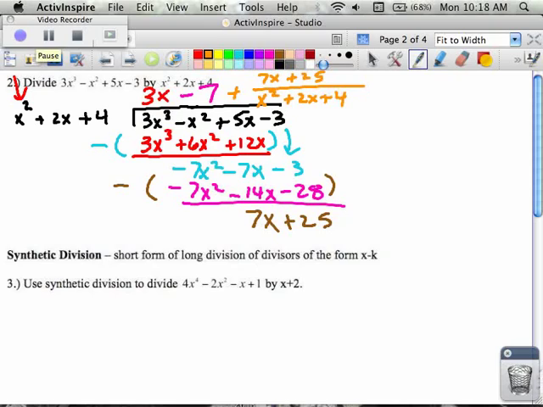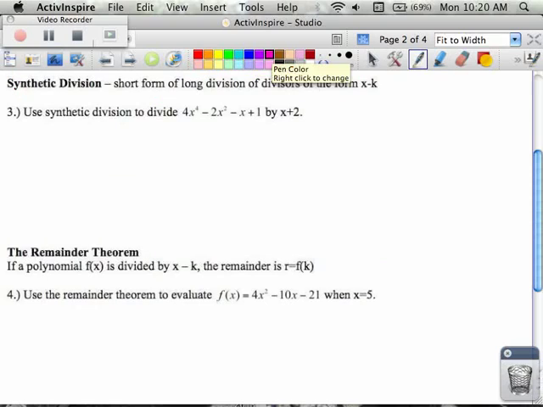Joe? You knew that it was a remainder because x squared doesn't go into 7x as a number above.